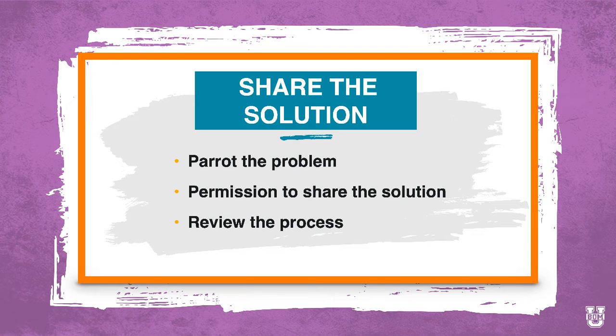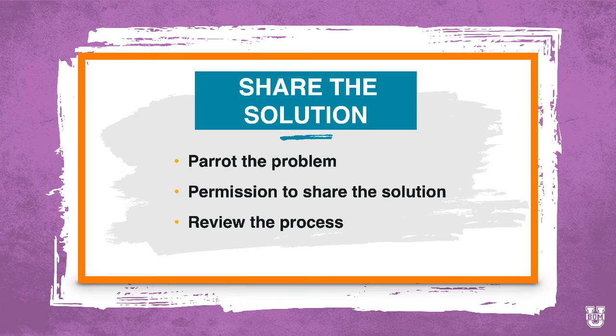So whatever they said, you want to parrot it back to them so that they know that you heard them and that you get them on a deep level. That's a really powerful thing. Once you parrot the problem, then you get their permission to share the solution. So you don't just launch into talking about your services, but you ask them if they would like to hear about it. Again, this is a very simple and subtle thing, but it is very powerful to get somebody's permission.